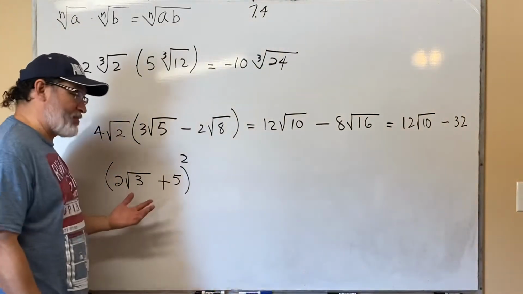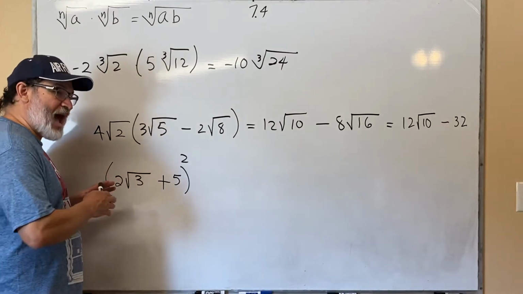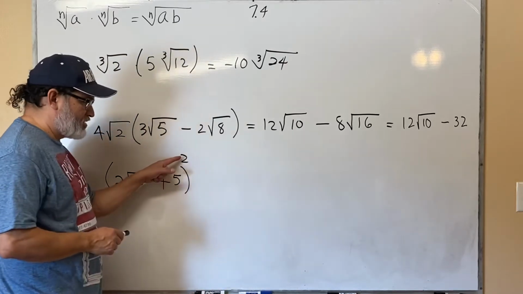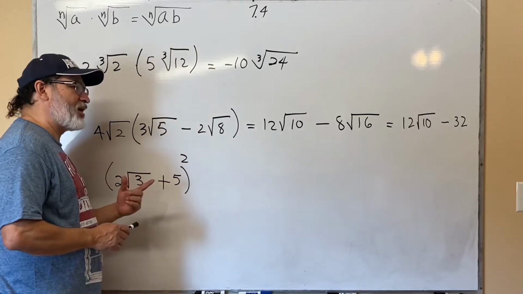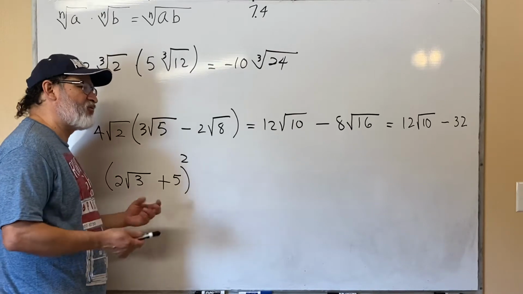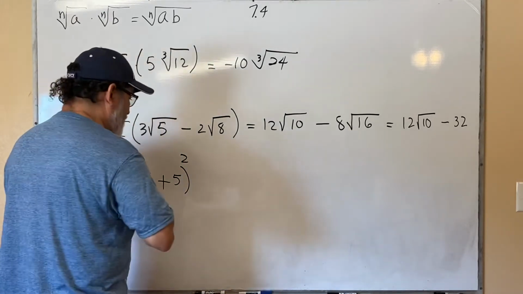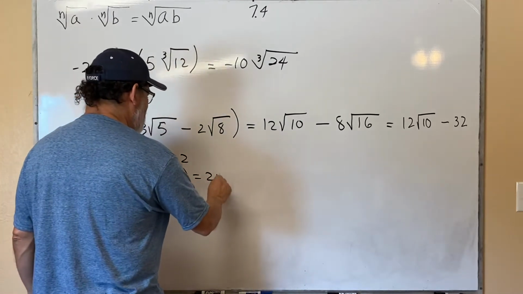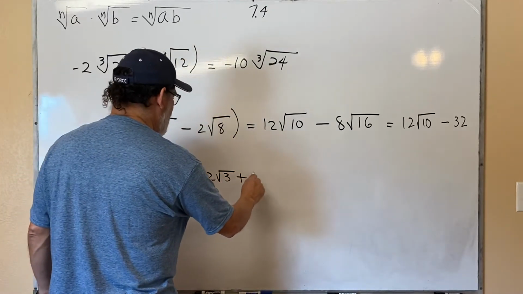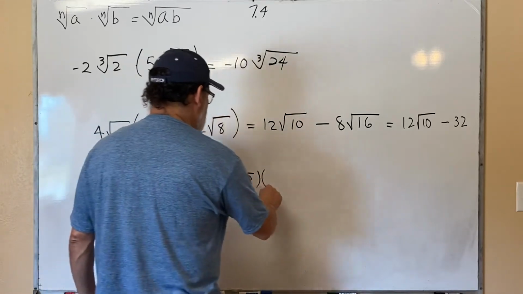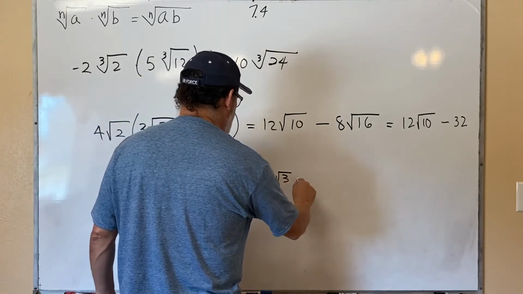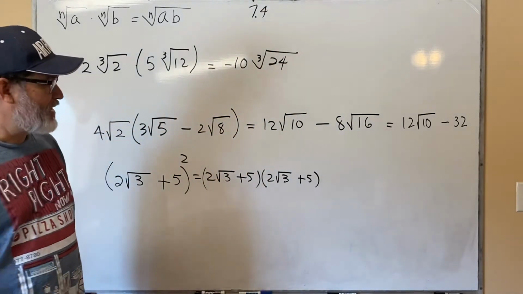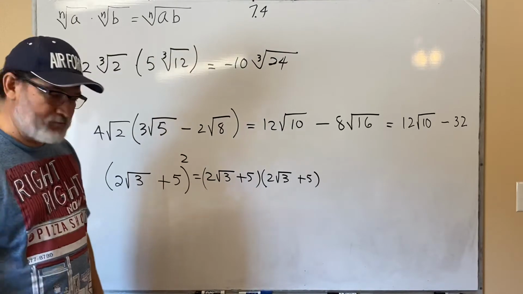If you're going to do this, my suggestion is write it out. Okay? So this says take this base and multiply the base by itself twice. So I'm going to write it twice. Therefore this equals 2 the square root of 3 plus 5 times 2 the square root of 3 plus 5. Okay, and now we're going to FOIL.